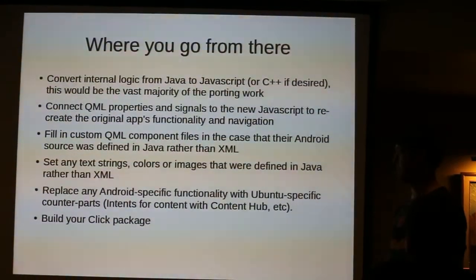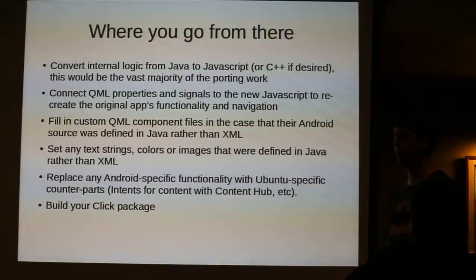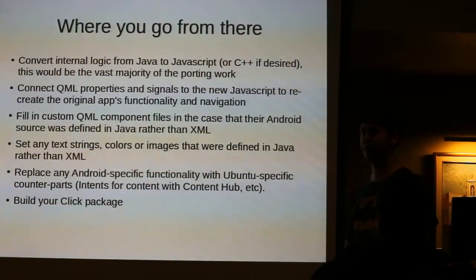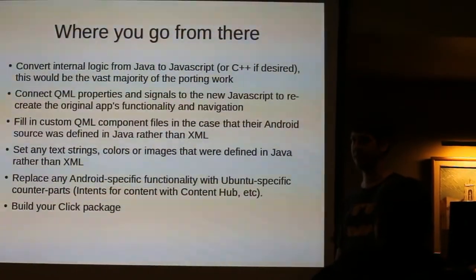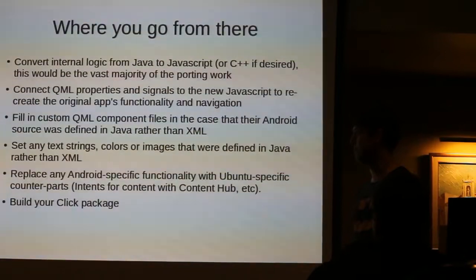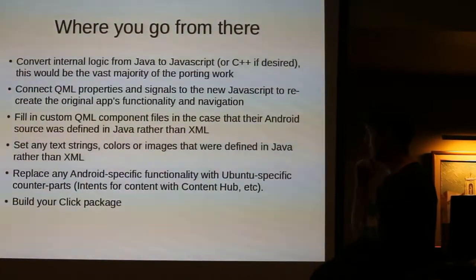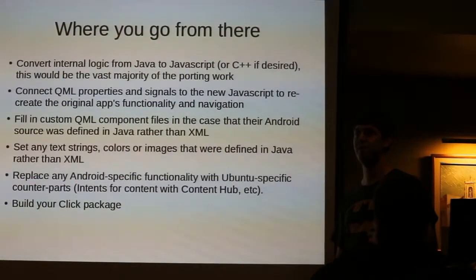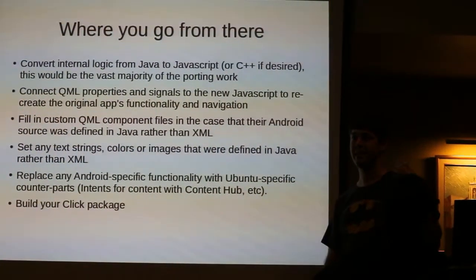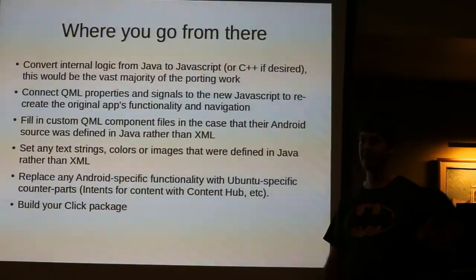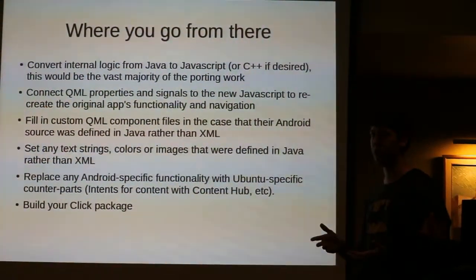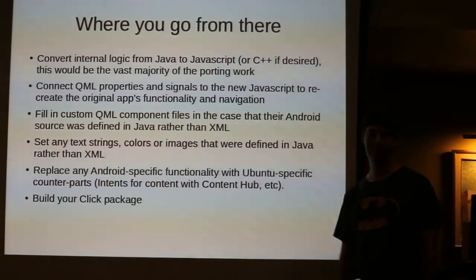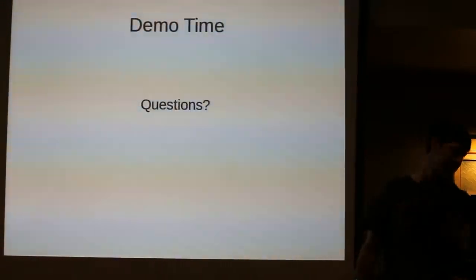You have to connect that to your QML properties and the components that are provided for you. You have to fill those in. Like I said, if you're dynamically changing images or colors or text, you've got to do that. You have to replace any Android-specific functionality with Ubuntu stuff. So if you're using intents to get content out of other apps in Android, you're going to have to convert the way you work with that to use content and that kind of thing. And then finally, you have to build your package.